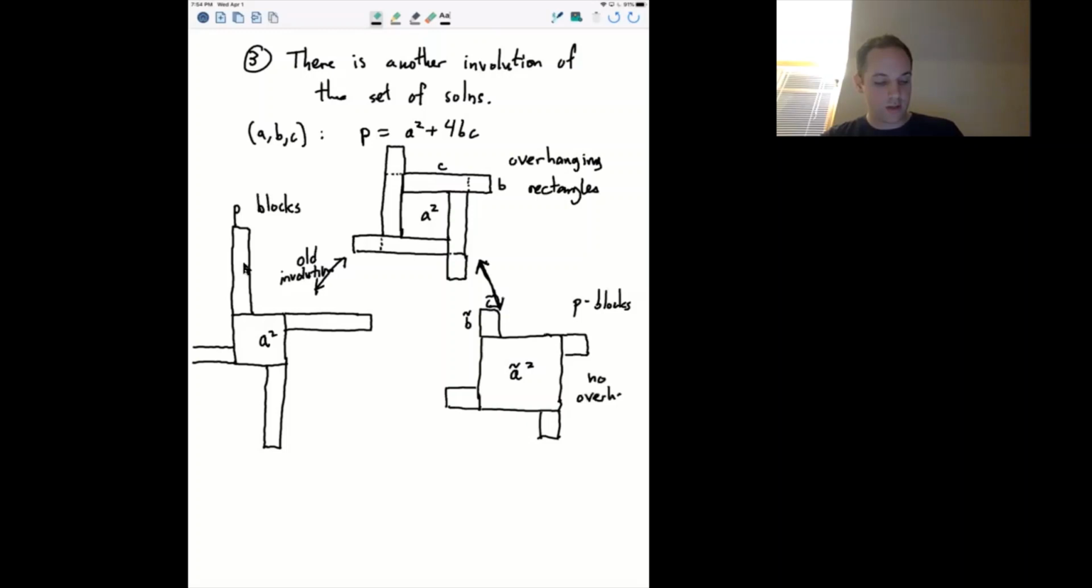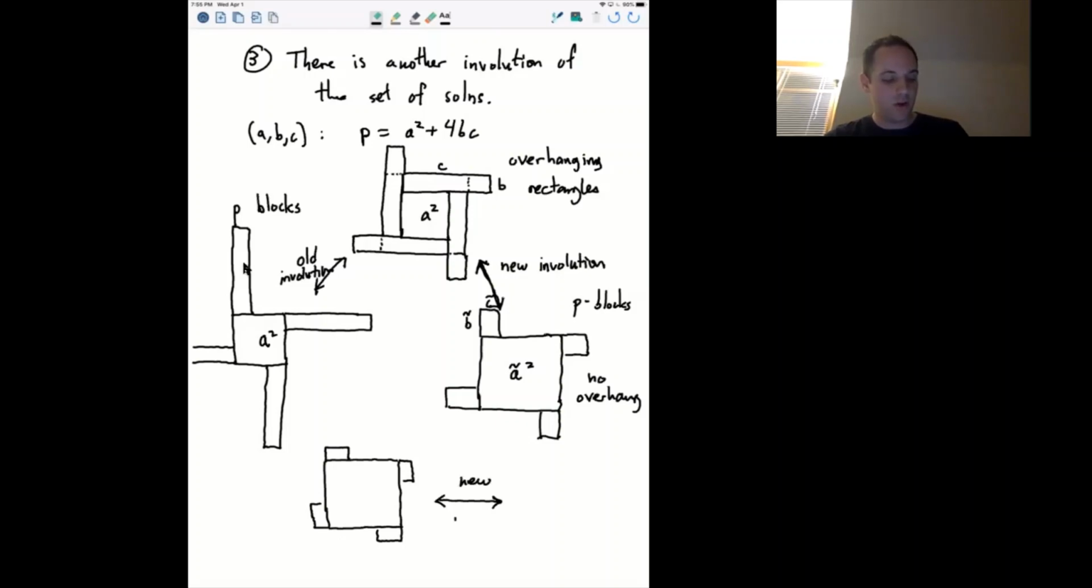All right. What it does is it takes a picture where you have overhanging rectangles and replaces it with a picture that has no overhang, and vice versa. If you have no overhang, there's a way to redraw that picture in such a way that you have overhang. So just to do one more example, suppose you had some picture like this. Right, so this is no overhang. How would you draw the new one? So this is the new involution. An involution is just a way, given one solution, to come up with a new one.